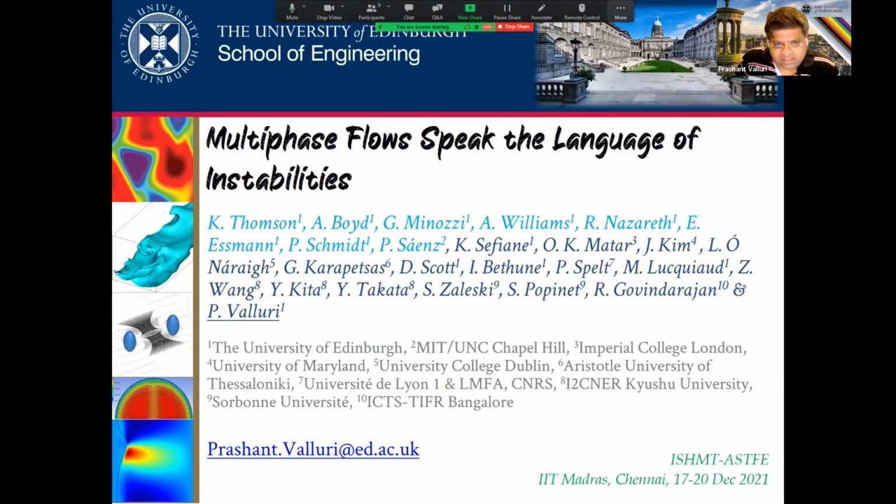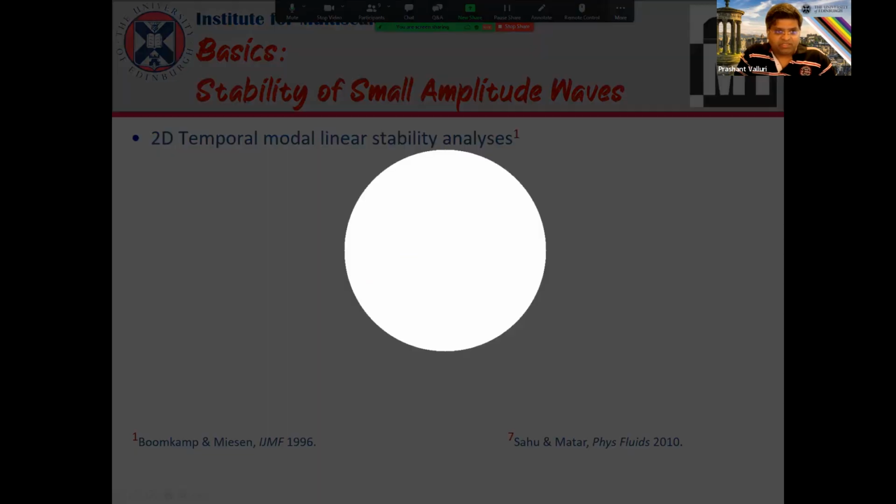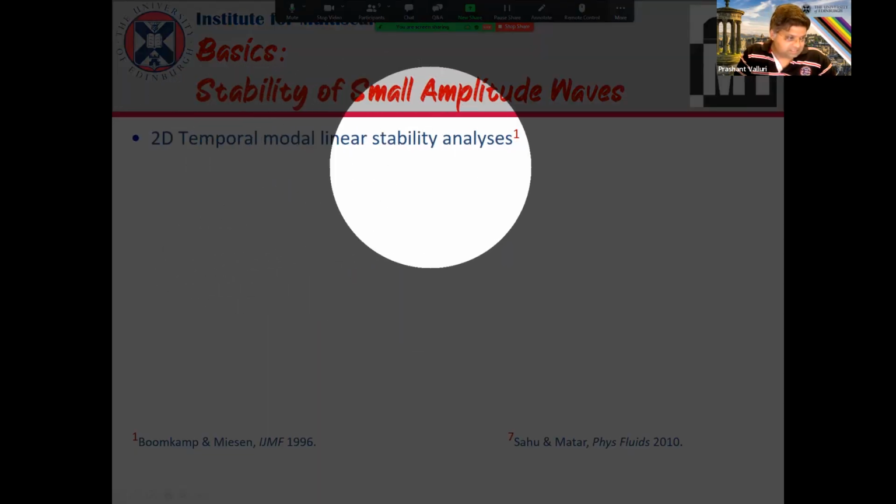So very quickly, I'm going to be talking about basically what is instability. Any wave can be either stable or unstable. If it is growing, it is unstable. If it is not, it's basically stable. Or it could be neutrally stable, where the height of the wave remains as it is. This is usually captured using the 2D model linear stability analysis.